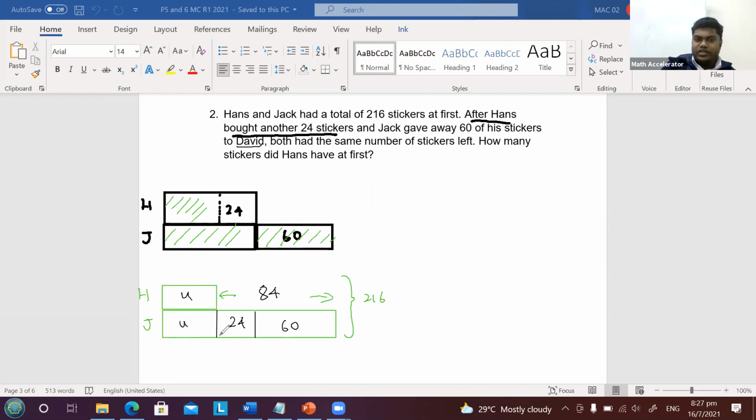There's 1 unit, this is 1 unit, difference is 84. You can go and find Han. So take 216 and you minus 84 first. You will get 132. So 2 units equals to 132. So go and find for 1 unit. 1 unit is 132 divided by 2 equals to 66. Therefore, the answer is 66.